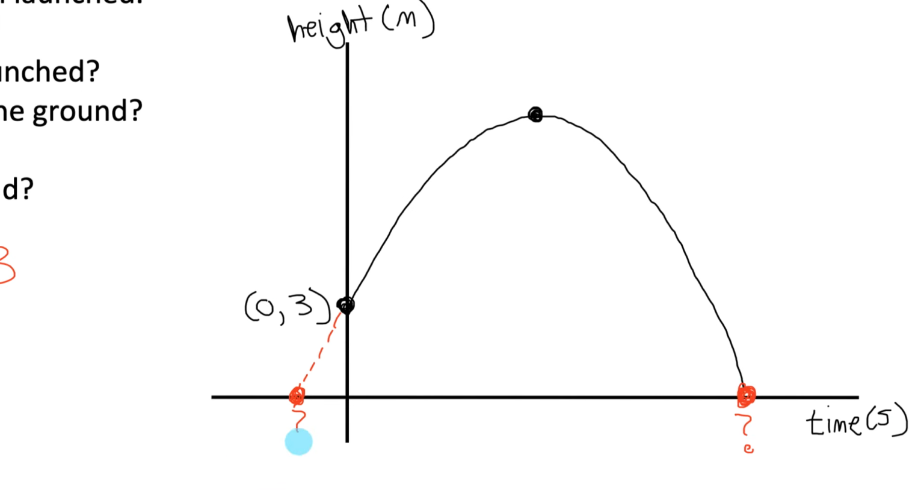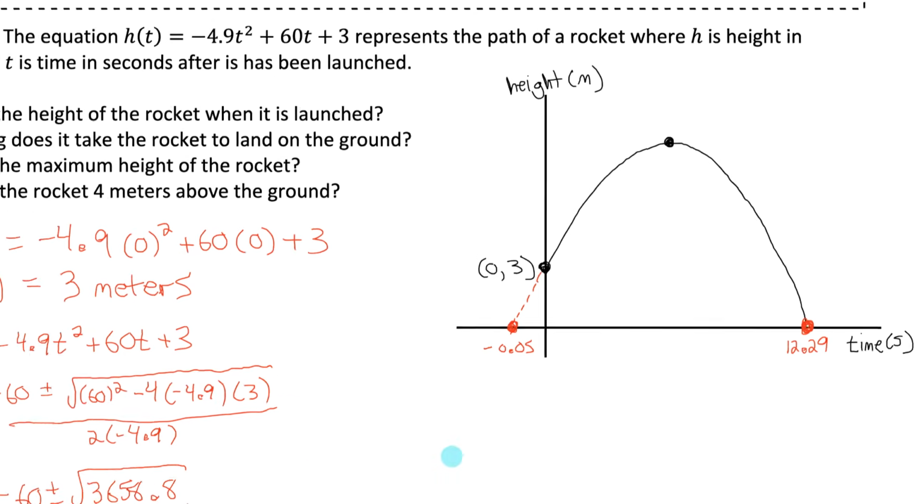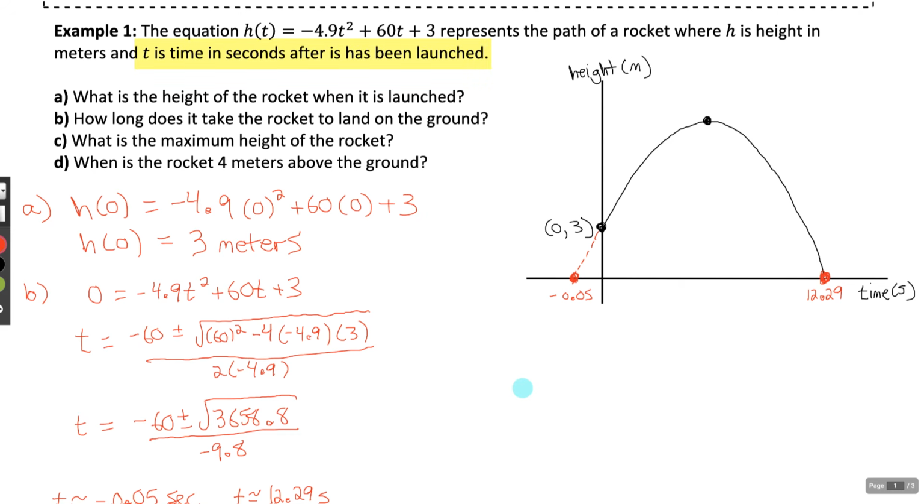So if we look over at the diagram, I now know the times when the height is 0. The times are negative 0.05 seconds and 12.29 seconds. Now, in the context of this question, it says t is the time in seconds after it has been launched. So it only makes sense for us to be considering time values that are greater than or equal to 0. That would be the domain of this function. So we can ignore any negative time answers in these questions.